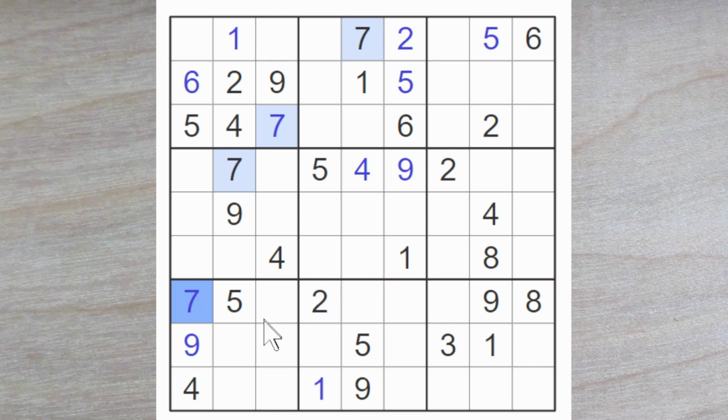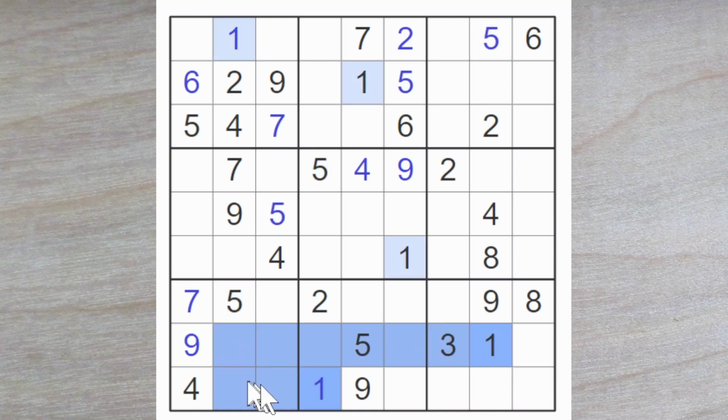We need a 5 for this column 3 here. The 5 blocks here, this 5 blocks here, and this 5 blocks here. So the only cell that can take a 5 in this column is here. Now we can look at these two 1s blocking over here, making this a 1.